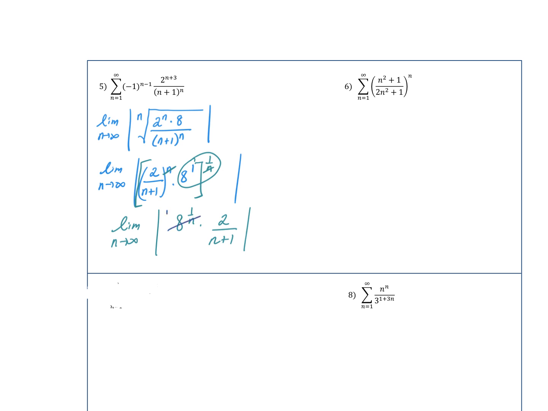This goes to 1 when I plug in. So if I plug in here, we get 1 over infinity, which is 0. e to the 0 is 1. And then when I plug in here, it's bigger on the bottom, so we get 0. So this is 0, less than 1. So this converges absolutely by the root test.